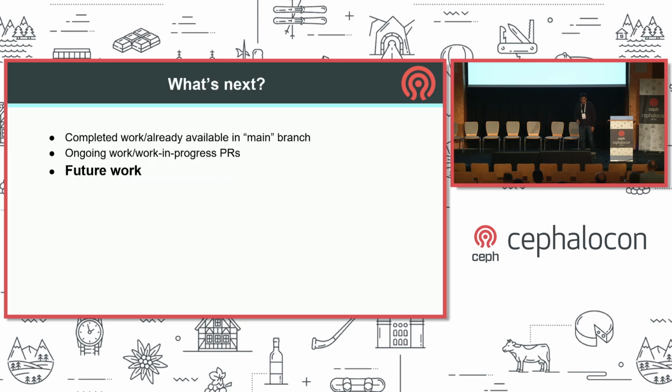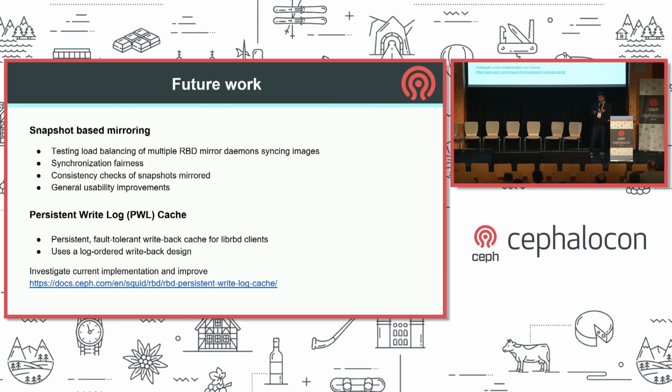So what's next, future work? There continues to be a lot of focus from the development team on the snapshot-based mirroring feature. The snapshot-based mirroring feature already has code to support multiple RBD mirror daemons, but we really haven't tested how good they are at load balancing the synchronization of images from the primary to secondary. And then we want to build synchronization fairness into the mirror daemon itself so that you don't end up in a scenario where only some images get mirrored, others get left out.